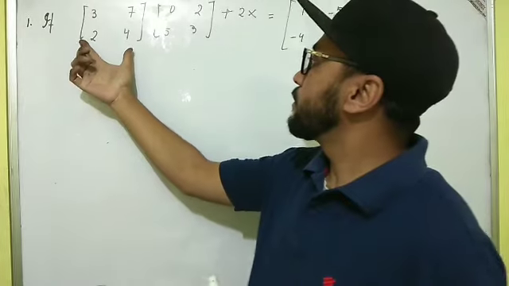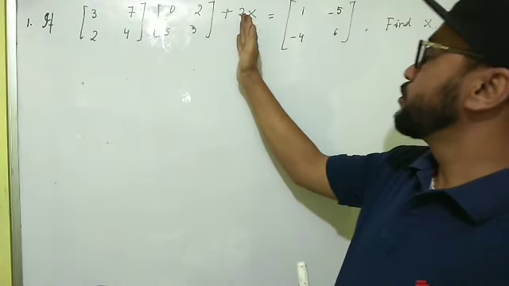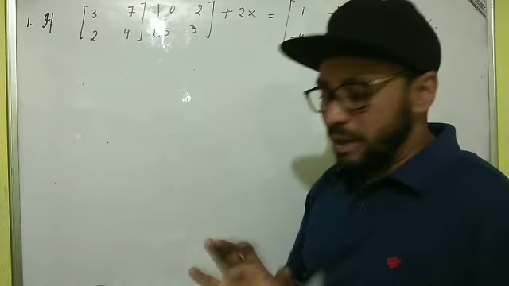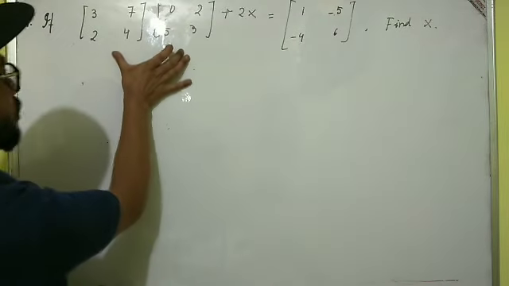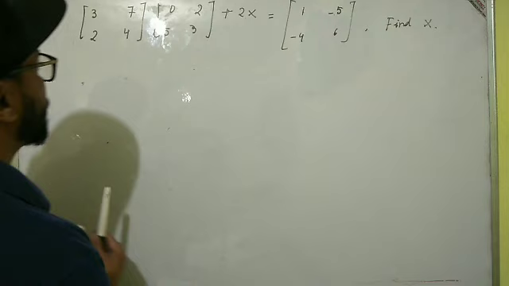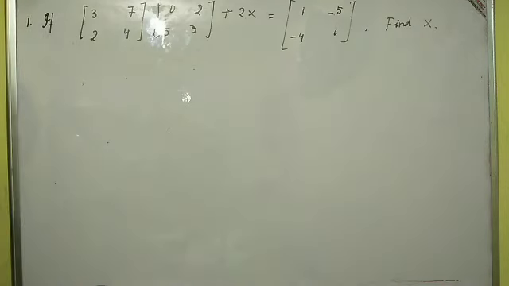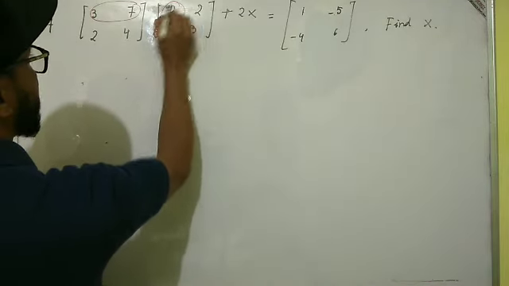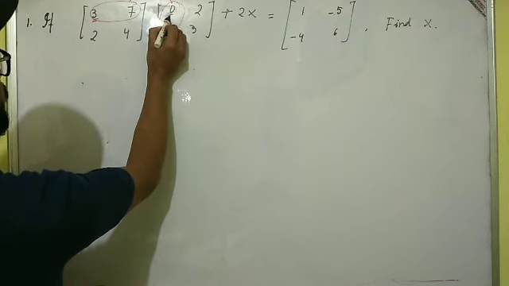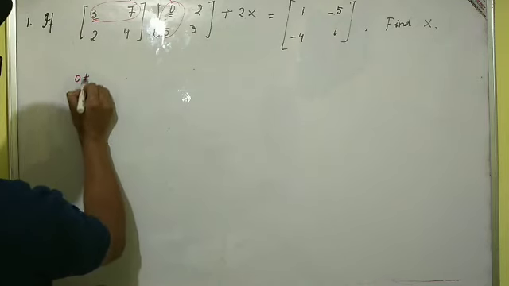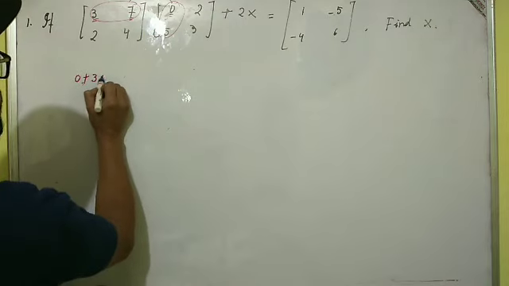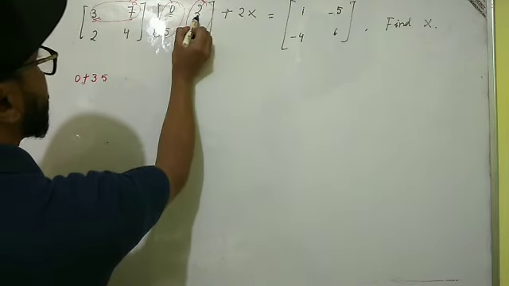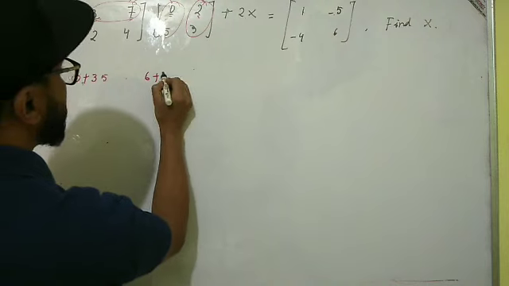It says if the matrix this into this plus 2 into x is equal to this matrix, then find the value of x. Here also we use multiplication. So these two we have to multiply. We know how to multiply: we take row into column, the row of the first matrix and the column of the second matrix. If you multiply these two, first with first, 3 into 0 is 0, plus second with second, 7 5s are 35. Then we multiply with this one also. First with first, 3 2s are 6, plus 7 3s are 21.